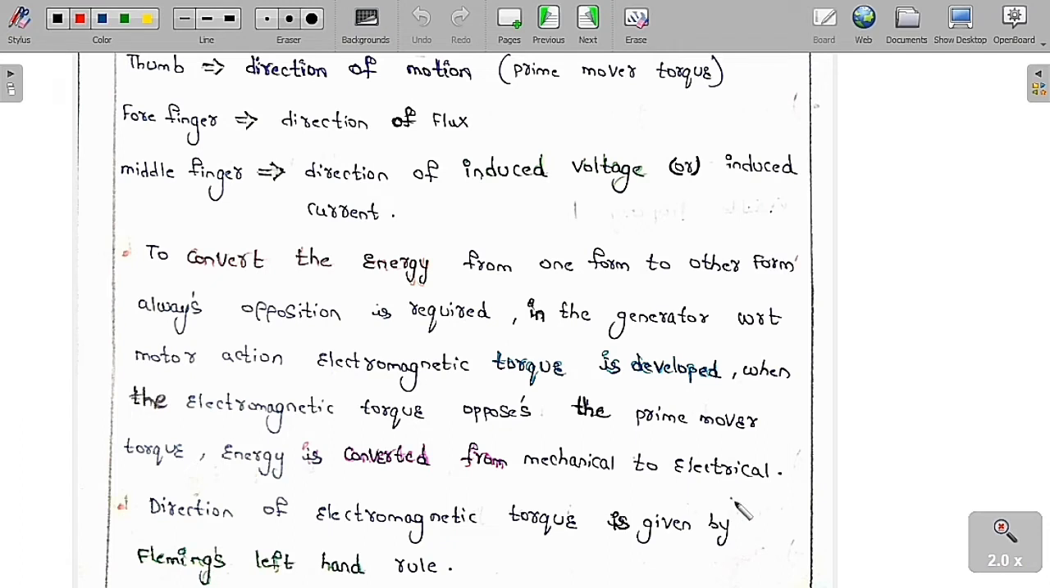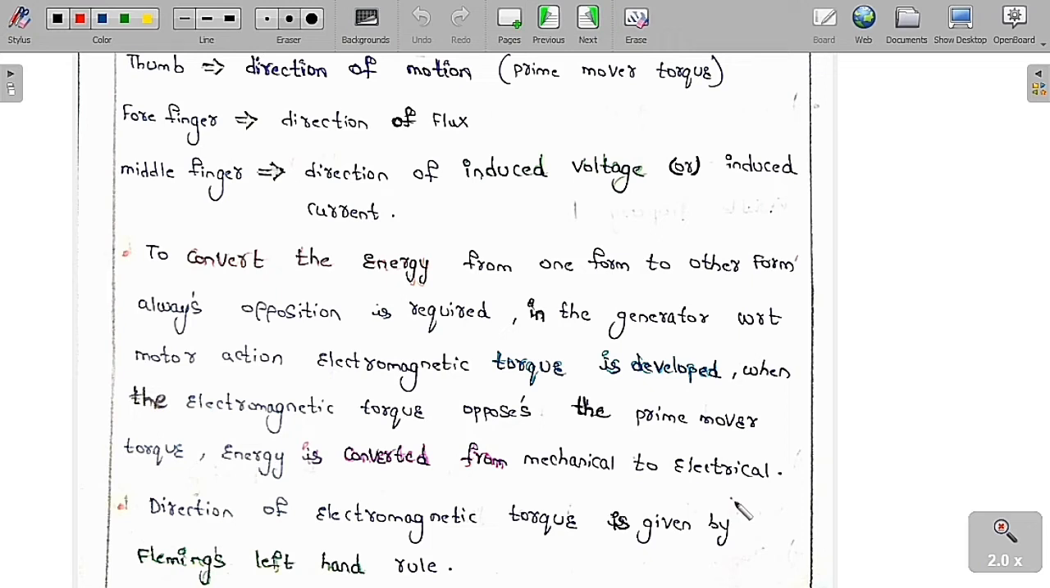In a generator, we rotate the rotor with the help of mechanical torque. Because of the motor action, as there is a current, there is also a magnetic field. So whenever there is a current, there is a magnetic field, and the electrical torque gets produced as per the motor action. This electrical torque will always be opposite to the mechanical torque. Therefore, energy is converted from mechanical to electrical because of this opposition only.